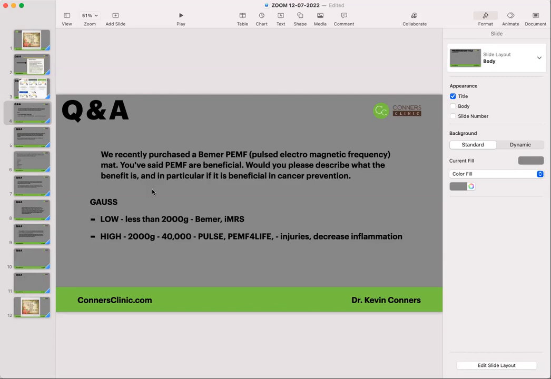But if someone came to me and said, what type of PEMF machine would be best to purchase? I would not say a Beamer. I would not say an IMRS. Plus, it depends on your budget, because the higher Gauss output machines cost more. The Pulse machine that puts out 30 to 35,000 Gauss cost me $38,000. Well, not very many people can fork out $38,000 for a Pulse machine, but our clinic bought that.